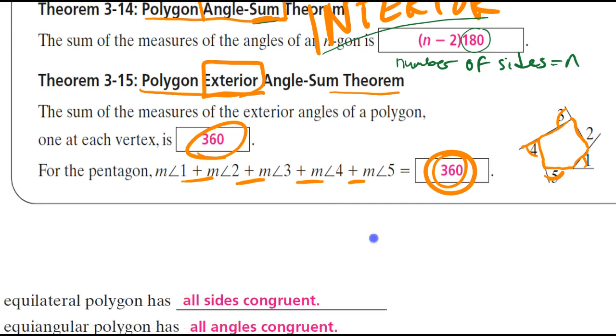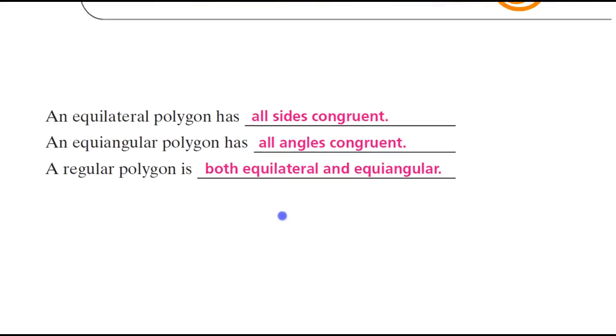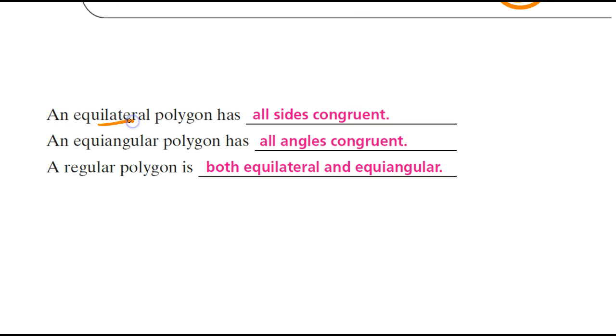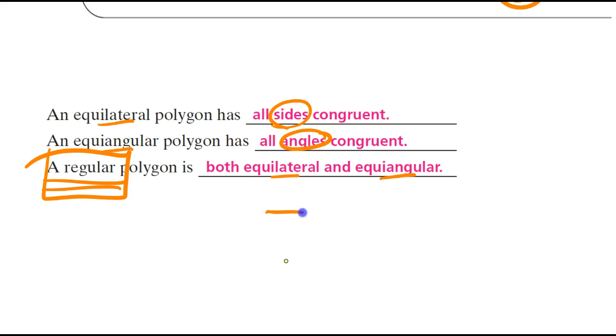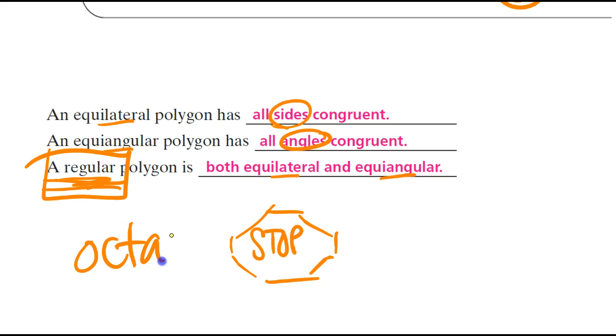So let's also remember a couple special definitions here. Equilateral meant that the sides are congruent. Equiangular meant that the angles are congruent. And then this really generic kind of term for something really special: a regular polygon is both equilateral and equiangular. We are very used to regular polygons in our lives. We see stop signs. Stop signs are examples of regular octagons because every one of those sides is congruent to every one of the other sides, and every one of these interior angles is congruent to every one of the other ones.